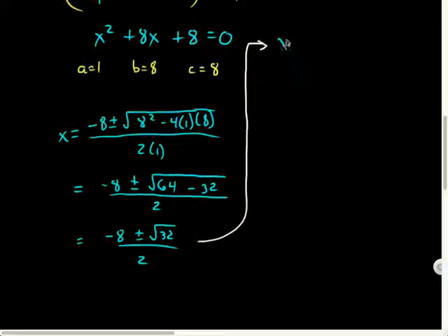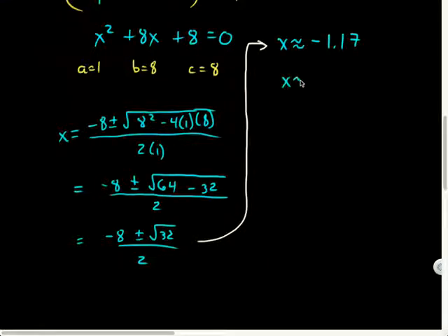So I'll get x is approximately, and I'll do negative 8 plus the square root of 32. Oh, I need parentheses around that whole thing. Or I can hit enter after typing that and then do divide by 2. But I'll do it all at once. And I get x is approximately negative 1.17.